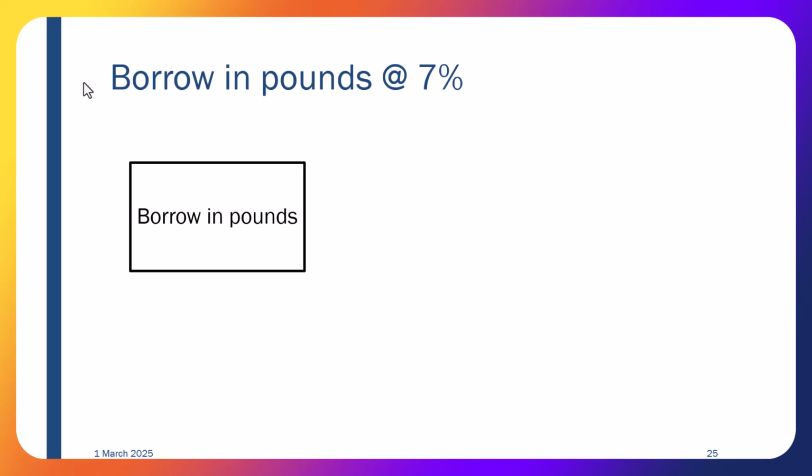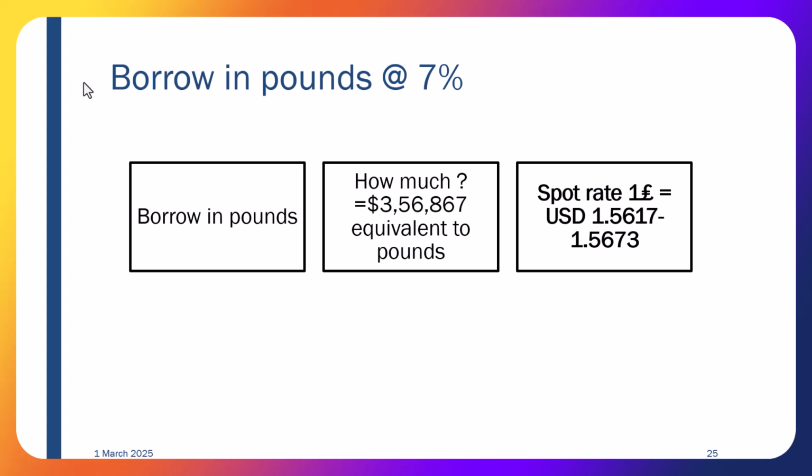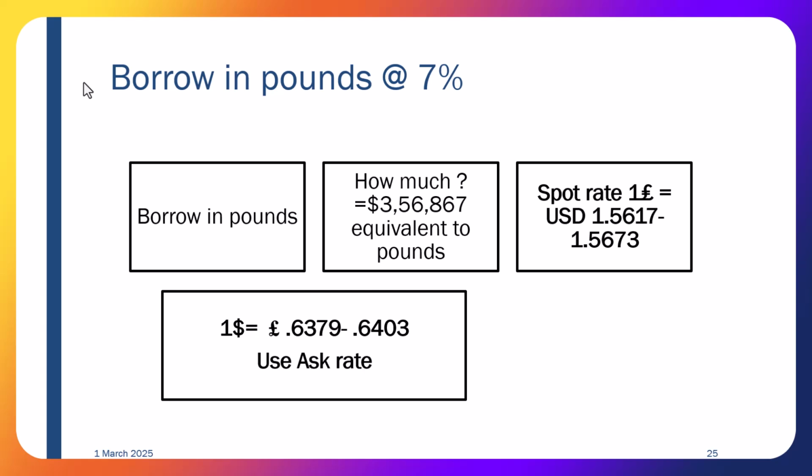Now the first step was to borrow in pounds. So we come back to step 1, borrow in pounds. How much? 3,56,000. We just calculated this is the money required to pay off your US liability. So he has to borrow 3,56,000, not 3,64,000. He is going to convert that into pounds, and that much money he is going to borrow.